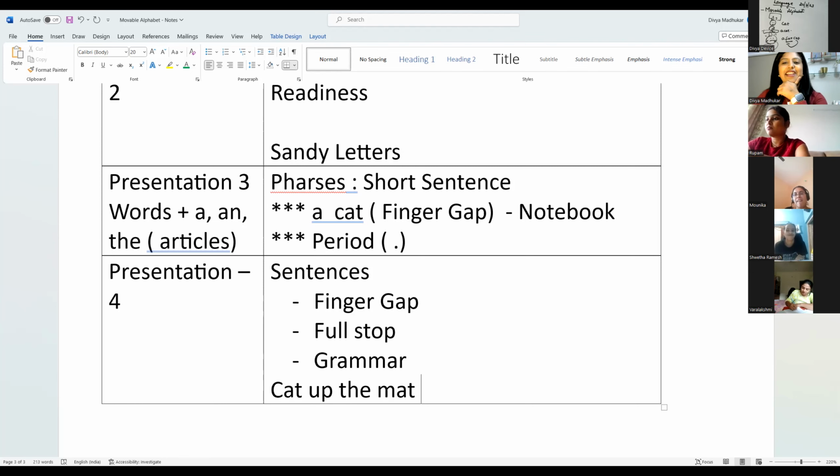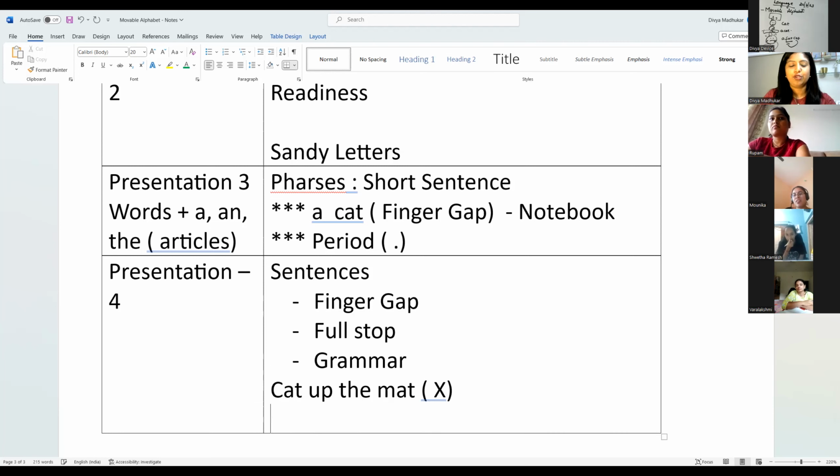Children do say that, right? Where is the cat? "Ma'am, cat up the mat." So this is grammatically wrong. You have to make sure the cat is on the mat. So you have to make sure the child says the sentences correctly.